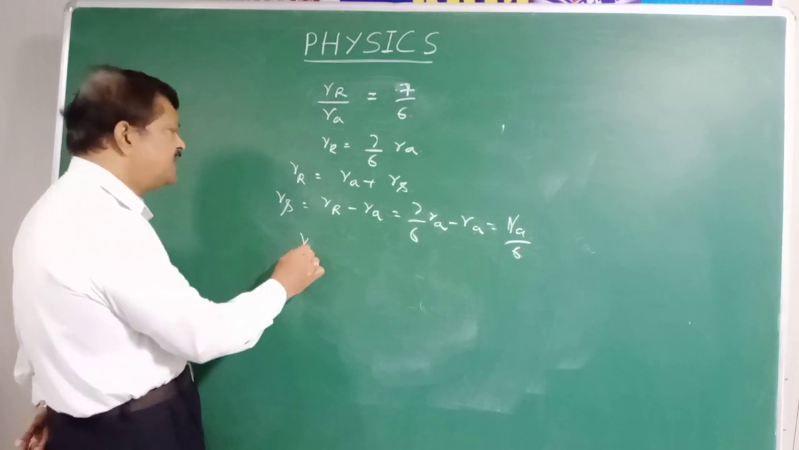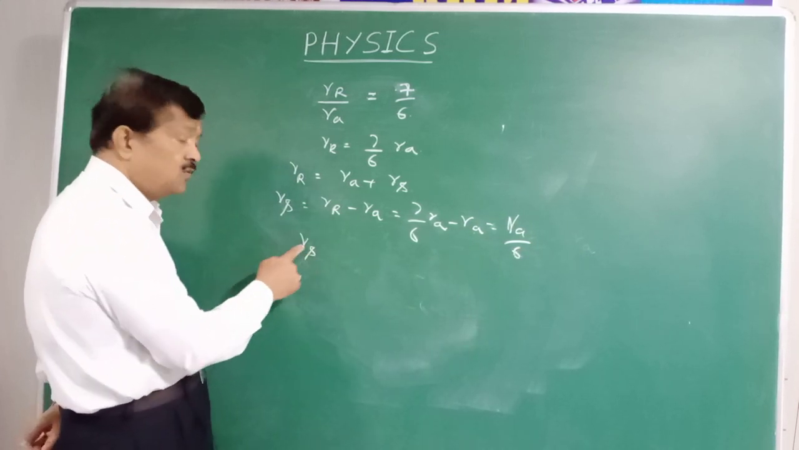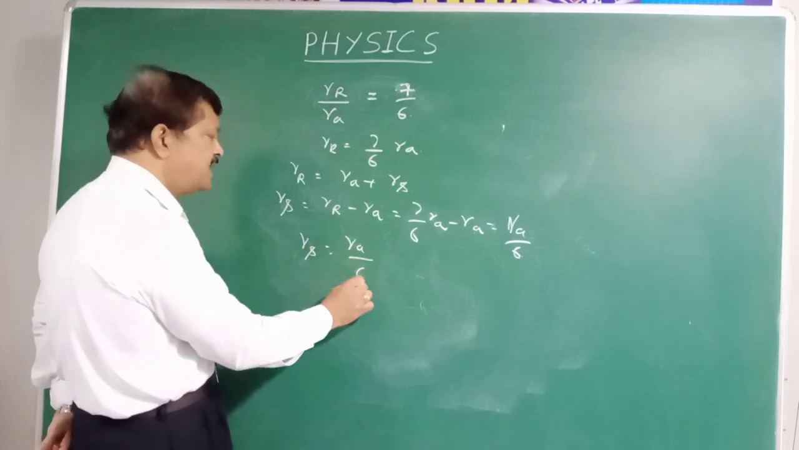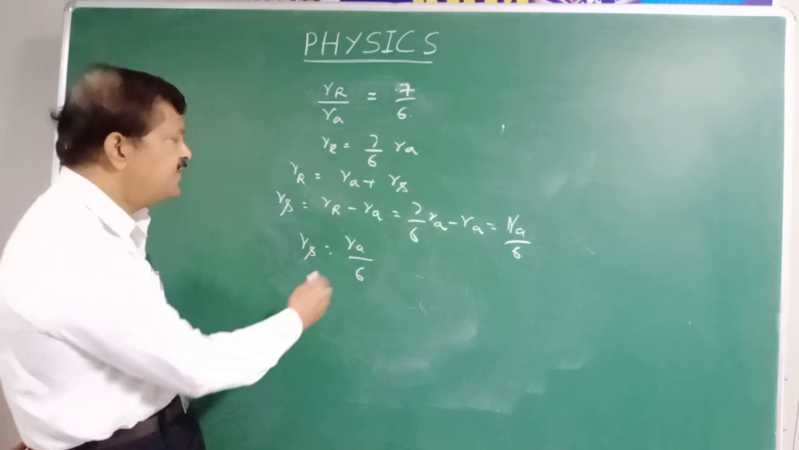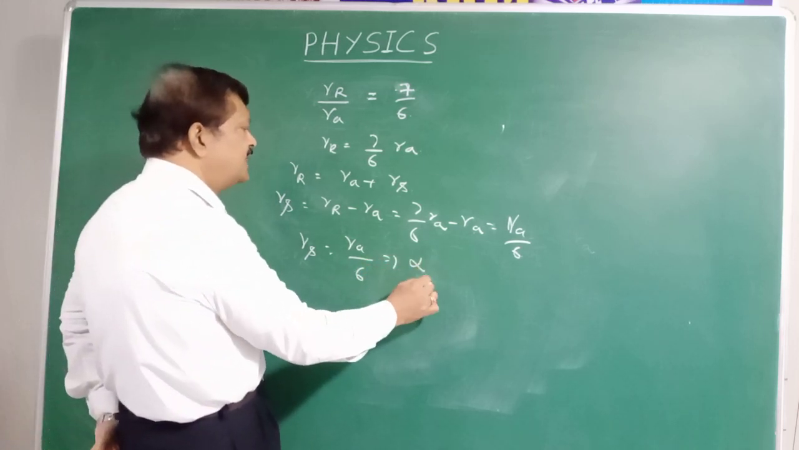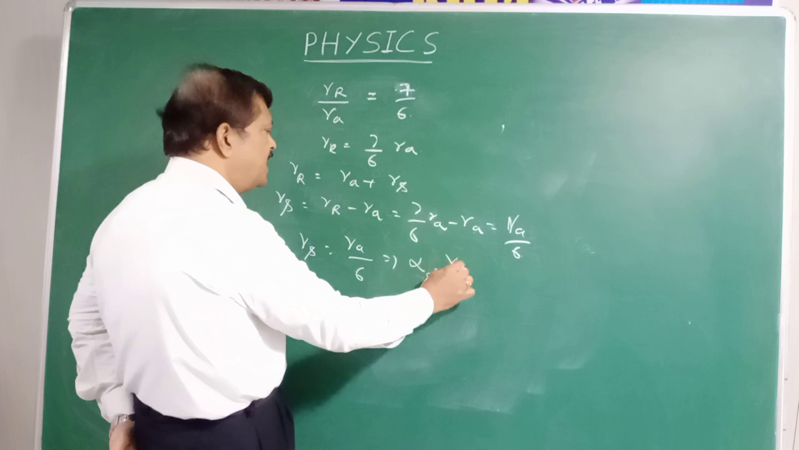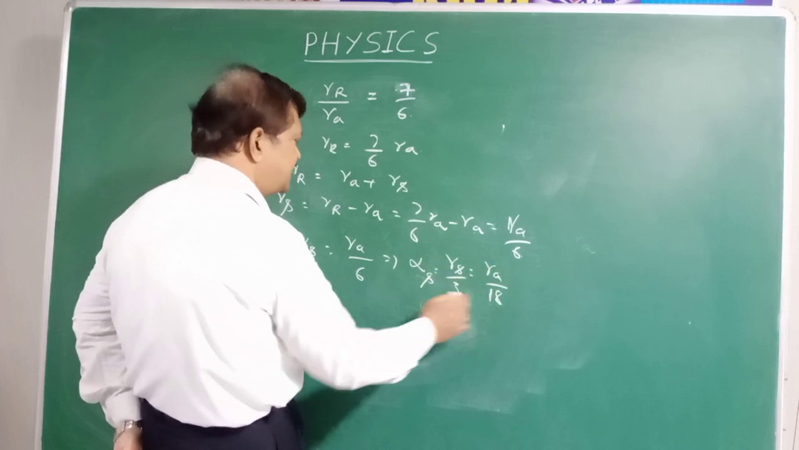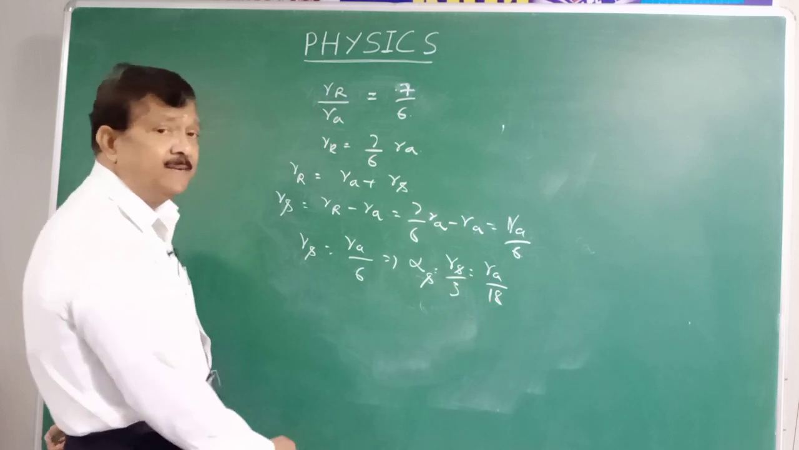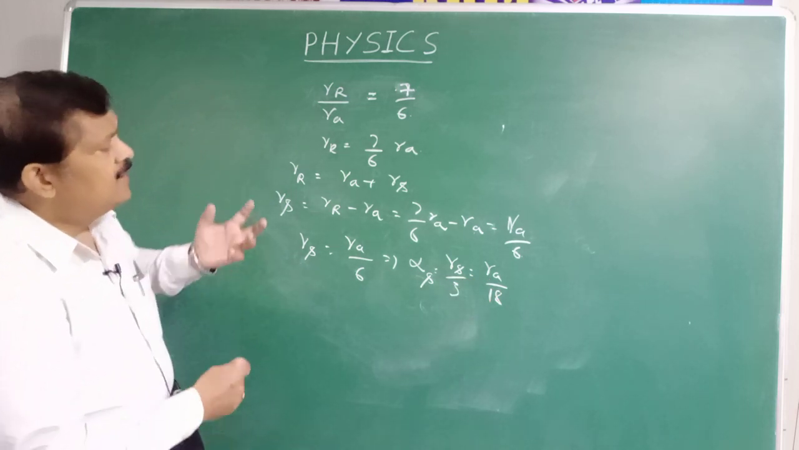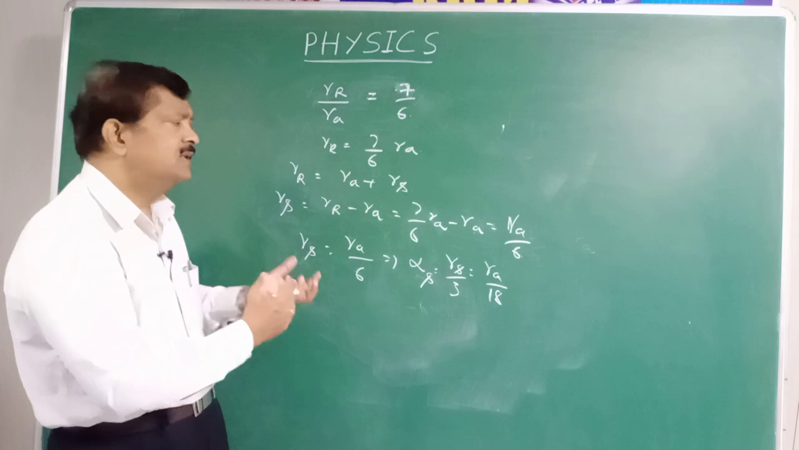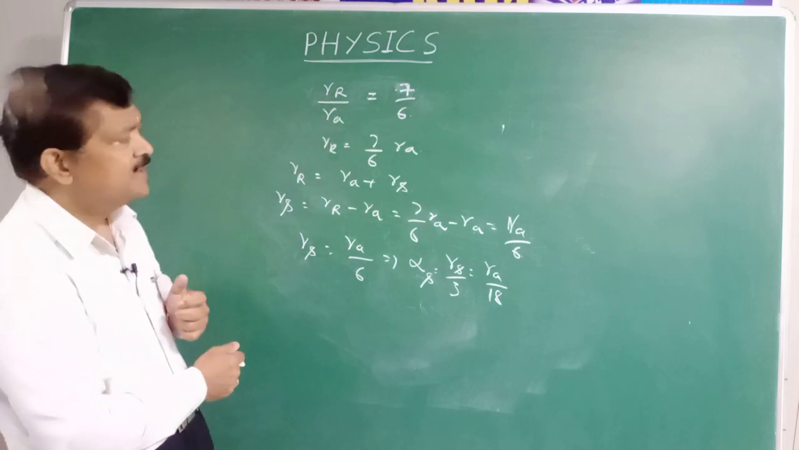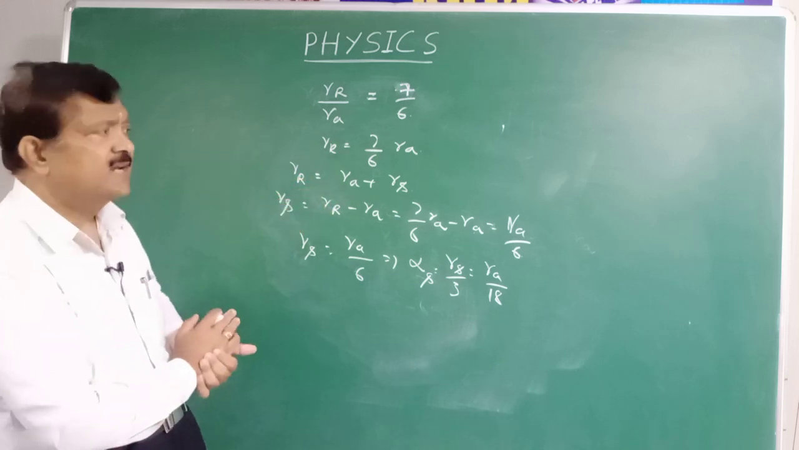So the coefficient of volume expansion of the solid is gamma A divided by 6. Or if you want alpha of the container, it is gamma of the container by 3, it is gamma A divided by 6 by 3, it is gamma A by 18. Now we can find out the ratio of gamma of the container and real expansion also. So many factors we can calculate from this equation.